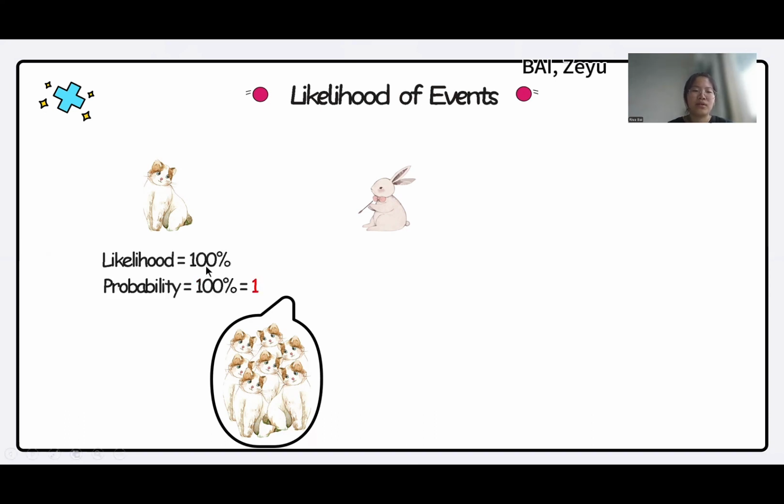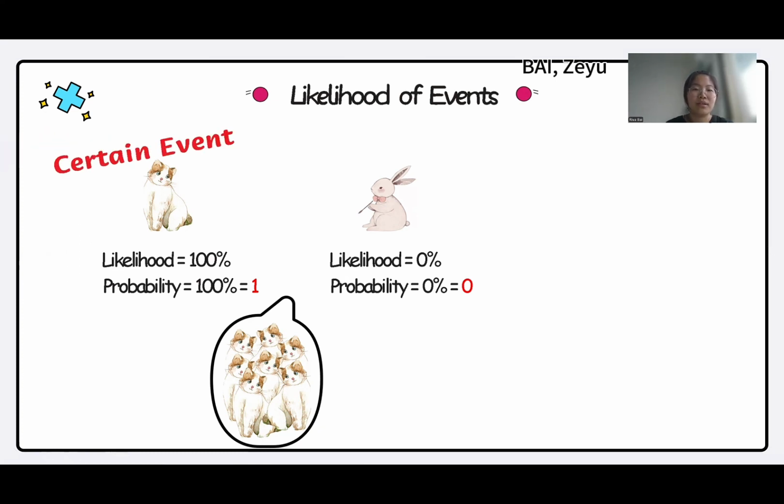Therefore, the likelihood of catching a cat is 100%. We can also say the probability of this is equal to 1. And in other words, the likelihood of catching a rabbit is equal to 0, and the probability of it is equal to 0. When the probability of an event happening is equal to 1, it is called a certain event. Oppositely, when the probability is equal to 0, we say this is called an impossible event.